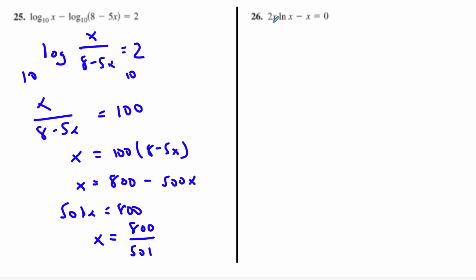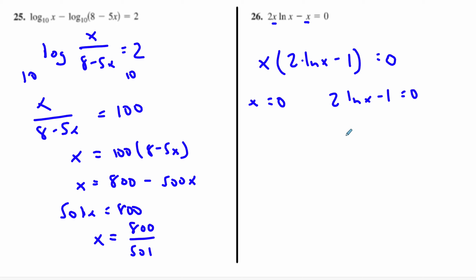So this next one is tricky, but not that tricky. Another thing, do you see a common factor between the two? Hopefully you do. You see an x. So you have two solutions. When is x equals 0? That's easy to solve. Okay. And then 2 times natural log x minus 1 equals 0, which means natural log x equals, add 1, divided by 2, 1/2, which means I exponentiate base e, so x equals e to the 1/2.